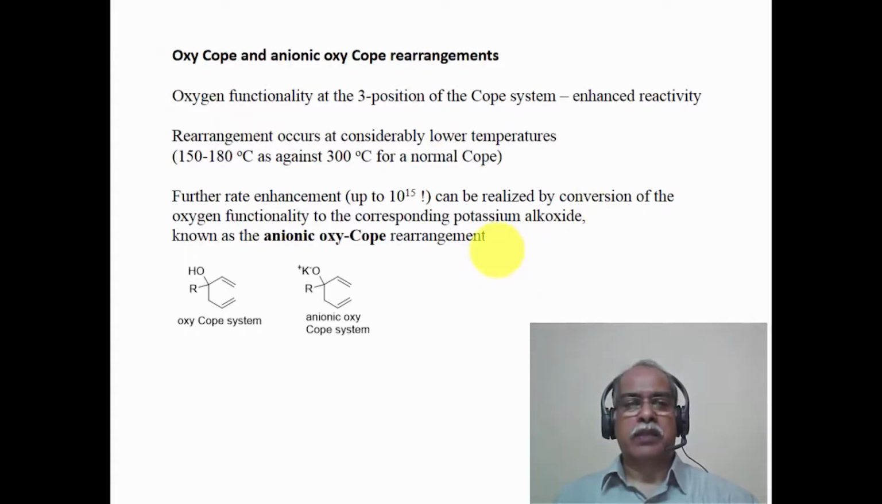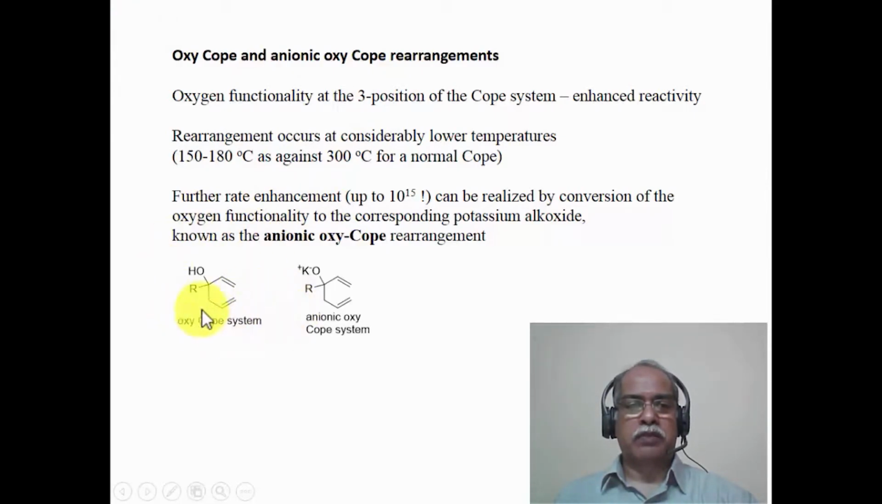Now, if you introduce an oxygen functionality in the 3 position of Cope system, what I mean is put a substituent with an oxygen, which is a hydroxy or an alkoxy or a phenoxy kind of a substituent, this remote functionalization of this hexadiene unit accelerates the Cope rearrangement so much so that a factor of up to 10 to the power 15 enhancement in the rate has been observed for such system.